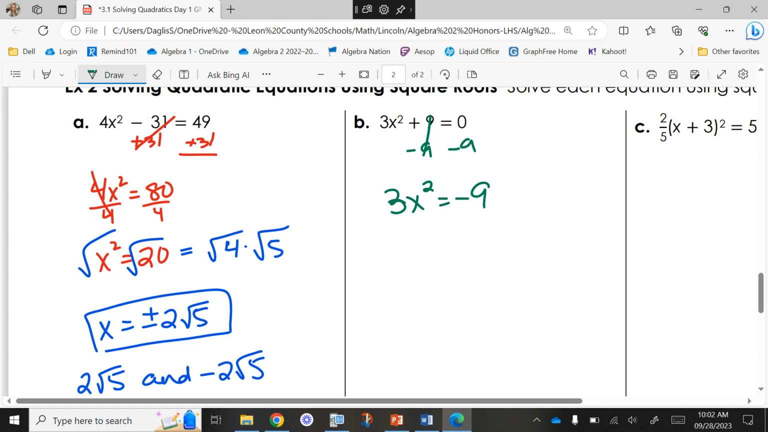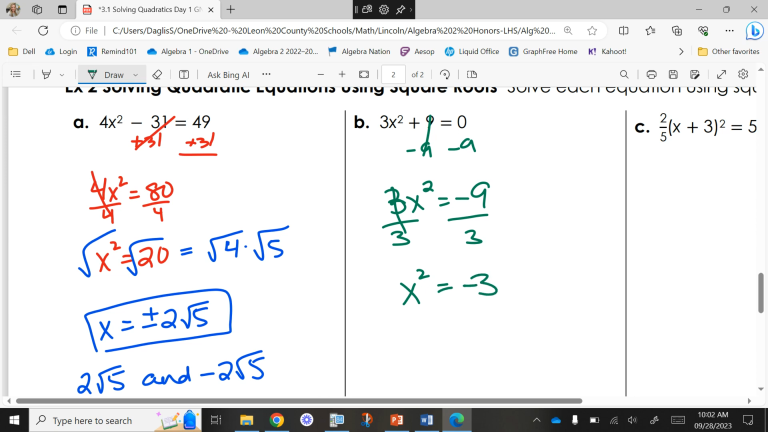You cannot make judgment yet. The 9 is negative, but you can't make judgment yet because your x is not by itself yet. Because sometimes that negative will turn into a positive, so watch out. Don't jump to conclusions. For this one, though, when I divide, it does stay negative. -9 divided by 3 is -3.